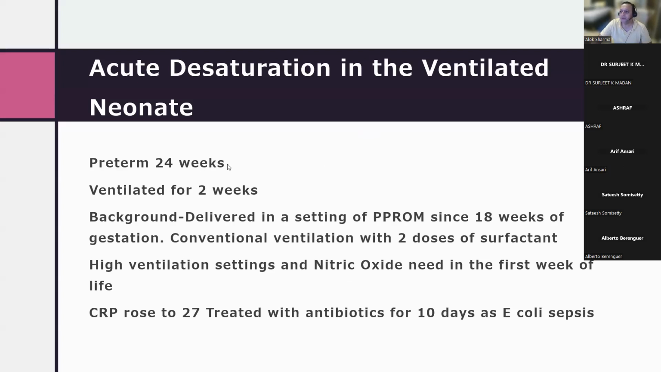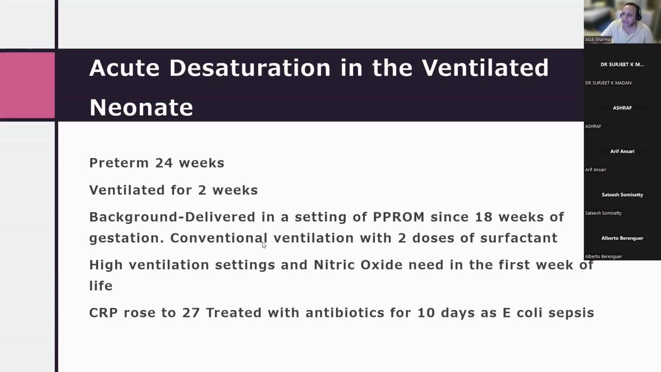This is a baby who's preterm, 24 weeks. We've had him ventilated for 2 weeks. His background history is that he's never been extubated during this period. There's a significant history of preterm prolonged rupture of membranes since 18 weeks of gestation. After birth, he was conventionally ventilated, mainly volume guarantee ventilation. He had a honeymoon period for, I would say, 3 days, where we were able to wean ventilation, but gases prevented us from extubating him. His CO2s were in the 50s to 60s with a pH just above 7.25.